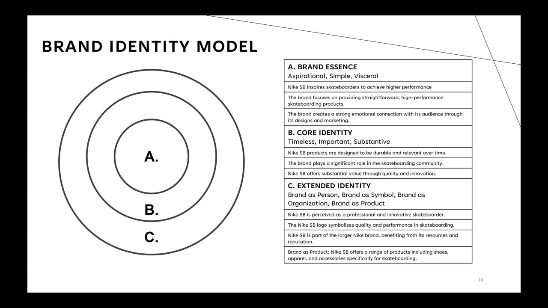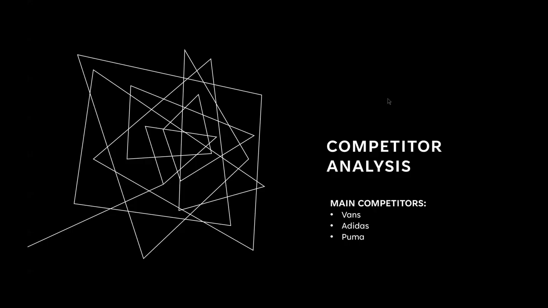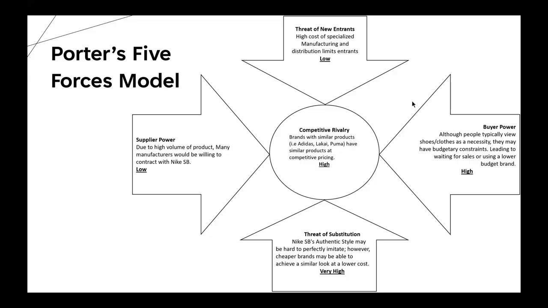The extended identity, so we would really be perceived as a professional and innovative skateboarder. It symbolizes quality and performance. That's how it would be seen as a symbol. Some main competitors that we have are Vans, Adidas, and Puma.